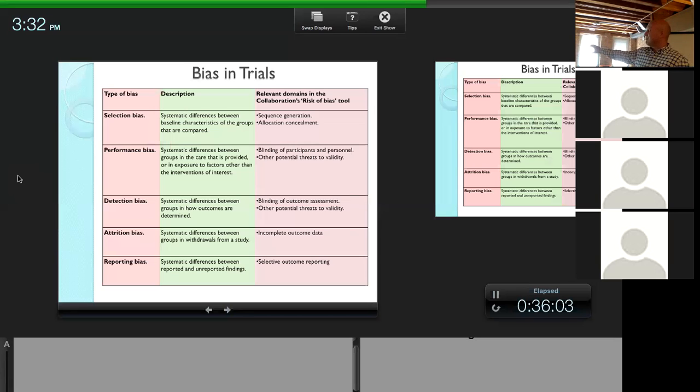Incomplete outcome data reporting: who left, how many, how did they address that? That's about whether there are big differences, or if they didn't use intention to treat, or if it isn't clear, that's a study that's at risk of attrition bias. And then the last one, which I haven't touched on much, is whether all the outcomes that they said they'd measure are fully reported in a way that you can make sense of. And if they haven't done that, then that's selective outcome reporting, which is a risk of reporting bias.